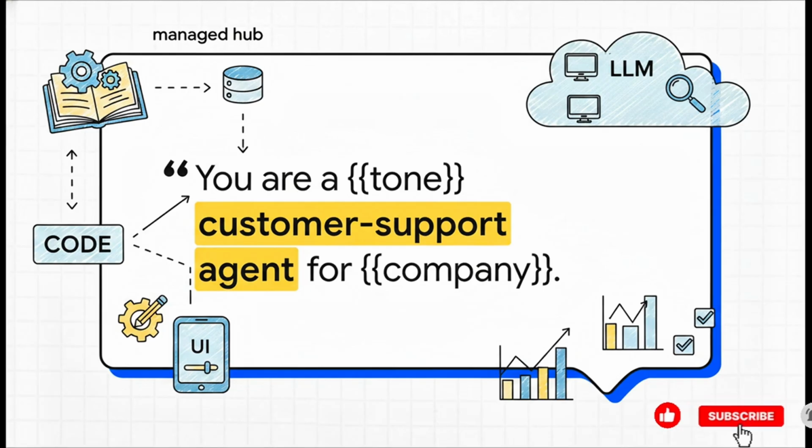This is created and stored directly inside Langfuse. Then we dynamically compile it at runtime, injecting variables like friendly for the tone and Acme for the company. This separation of concerns, it's huge. It means your non-technical team members, like product managers, can jump into a sleek UI to tweak, version, and optimize prompts without ever having to touch the application's source code.